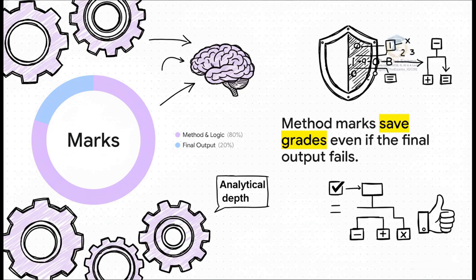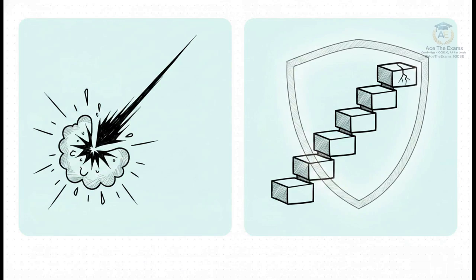Think about it. If you drop a negative sign in the middle of your working, but your core method for applying the chain rule or quotient rule is flawless, the examiner still awards those method marks. You are being evaluated on your analytical depth, not just a superficial final answer. Let's make this super concrete with a little code review. Compare 2 different approaches, DevAlex and DevSam.